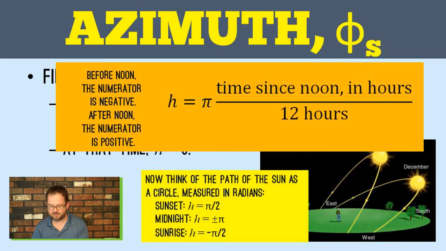This hour angle is just pi times the time since noon in hours divided by 12 hours. Or if you're using different units, if you're expressing the time since noon in seconds, then make sure that instead of 12 hours you have 12 hours in seconds there. Now, keep in mind that before noon, your hour angle will be negative, because the time since noon is actually going to be a negative number. 1 hour before noon, your hour angle will be a negative number. 1 hour after noon, your hour angle will be a positive number.